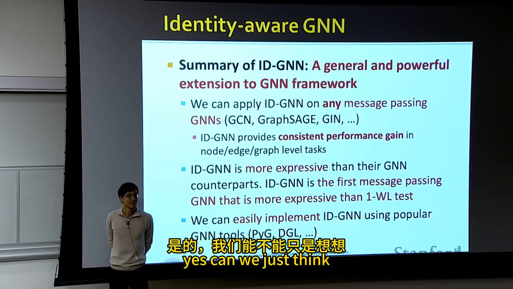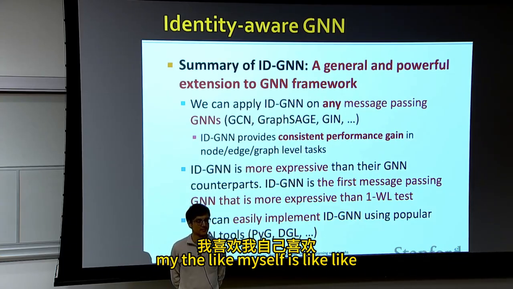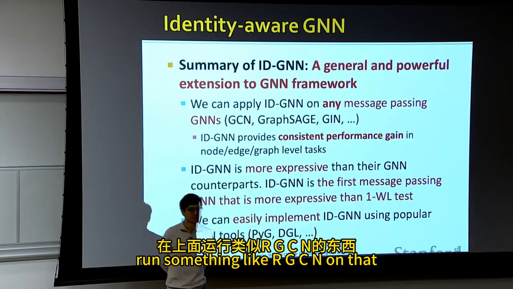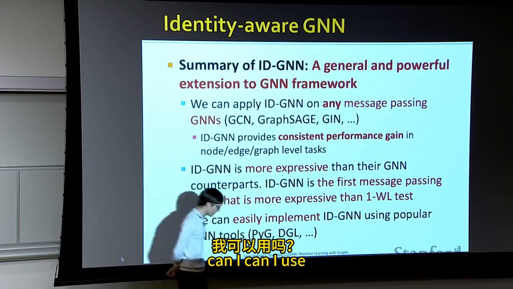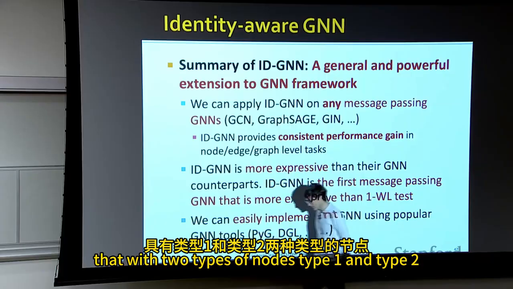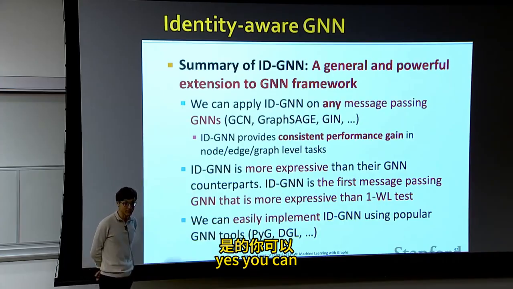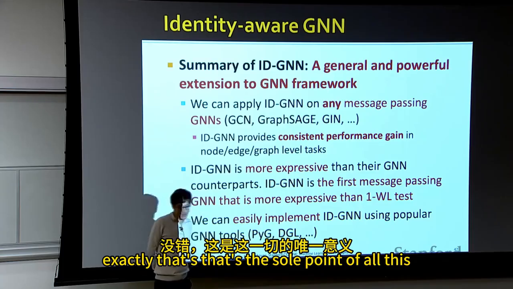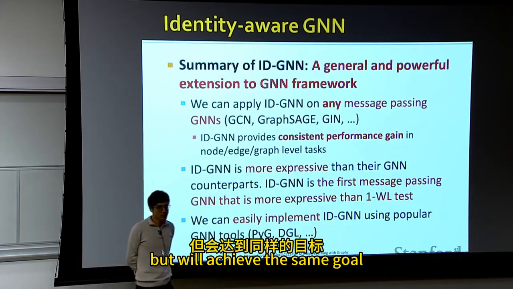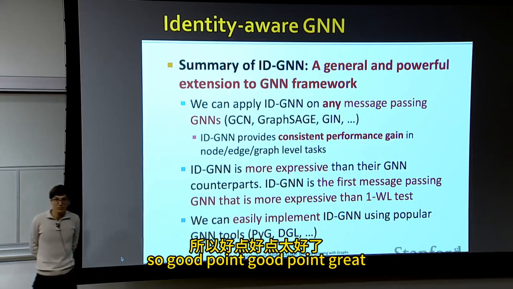Can we think of this graph as a heterogeneous graph where myself is type 1 and all other nodes are type 2, and then we can run something like RGCN on that? So you are saying, can I think of your graph as a heterogeneous graph with two types of nodes, type 1 and type 2, and then run an RGCN on top of it? Yes, you can. Exactly. That's the whole point of all this. You could also use an RGCN that will be even a bit slower, but will achieve the same goal. Okay. Cool. So good point.